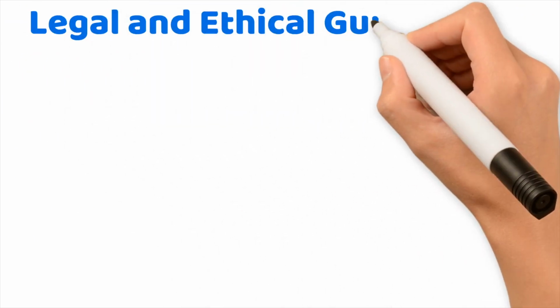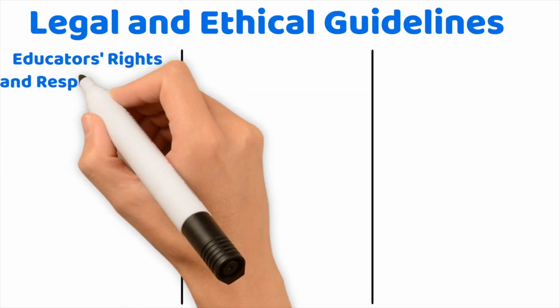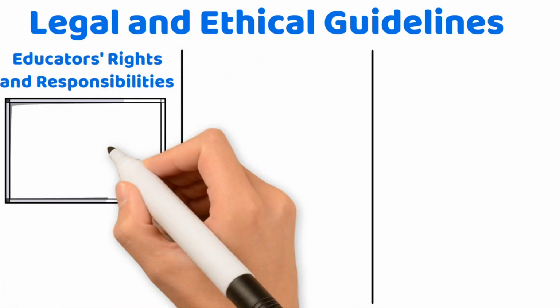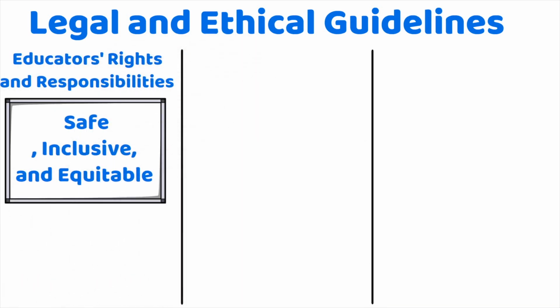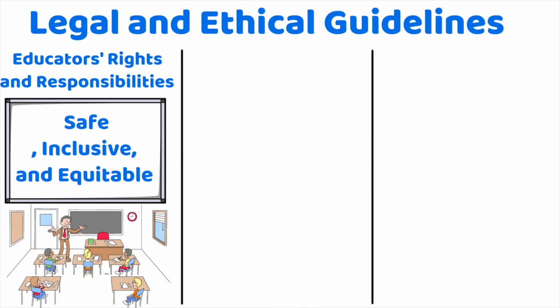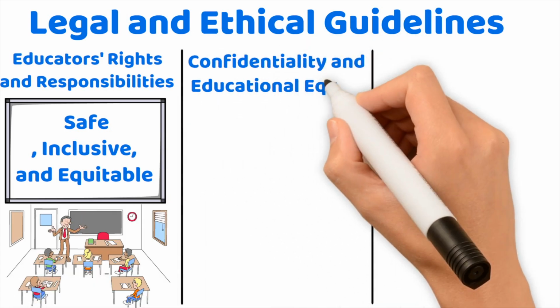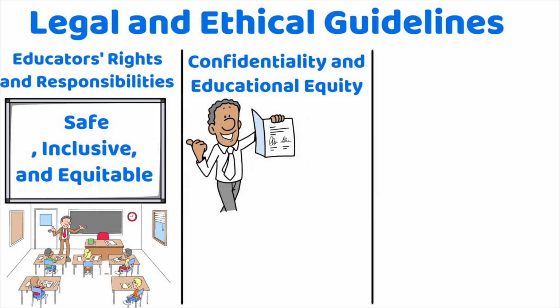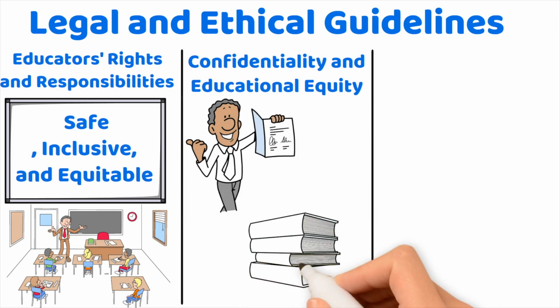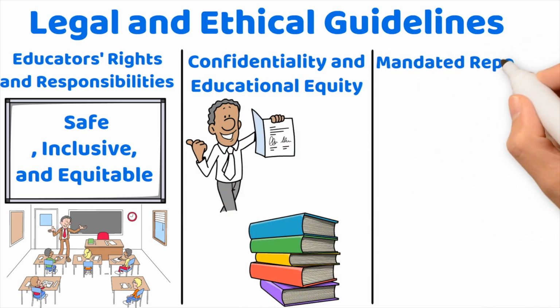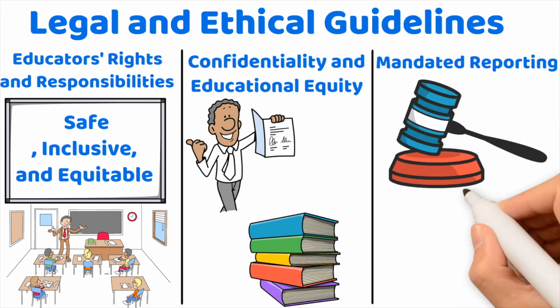In doing so, always adhere to legal and ethical guidelines such as the educator's rights and responsibilities to maintain a safe, inclusive, and equitable environment for all students, as well as the confidentiality and educational equity to protect student information and ensure equal access to educational resources, and also mandated reporting to fulfill legal obligations to report any signs of abuse or neglect.